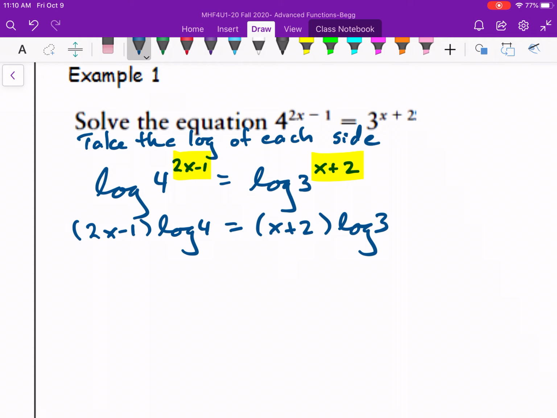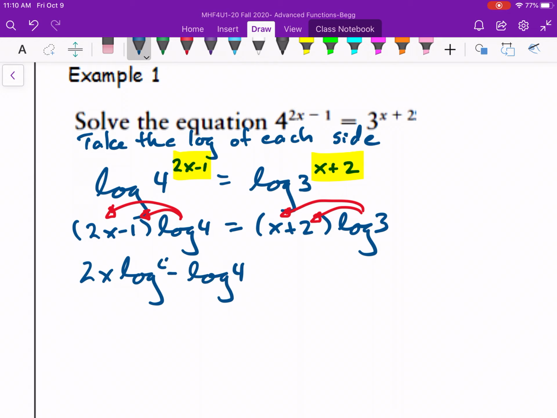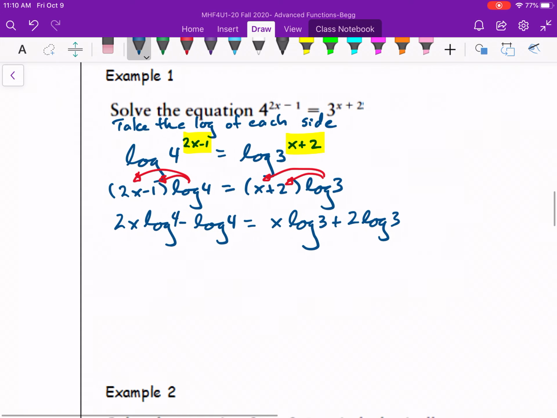My goal is always to isolate x, right? But x is really buried right now. So I'm going to have to do quite a bit of work maybe to get x by itself. So I'm going to start by expanding things out, get them outside of the brackets. I'm going to use distributive law on both sides of the equation. I'm going to multiply 2x times log 4, and I'm going to get 2x log 4. I'm going to multiply negative 1 times log 4 and just get negative log 4. On the right side, I'm going to do x times log 3, and I'm going to have 2 times log 3. So this is just the result of using the distributive law.